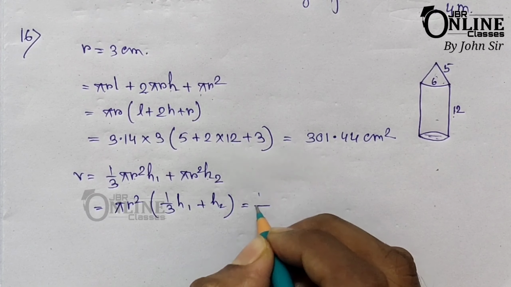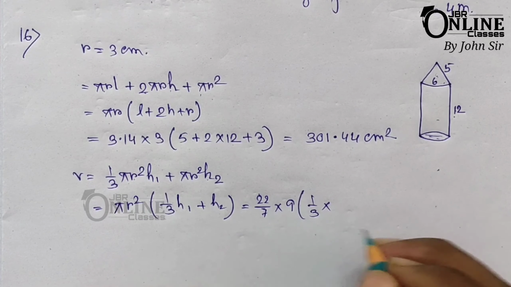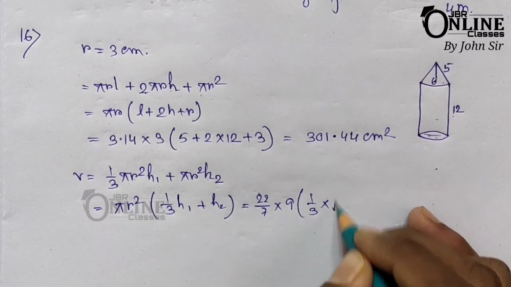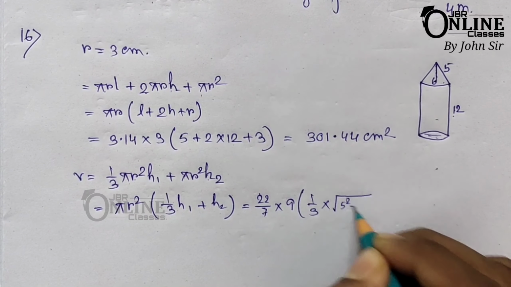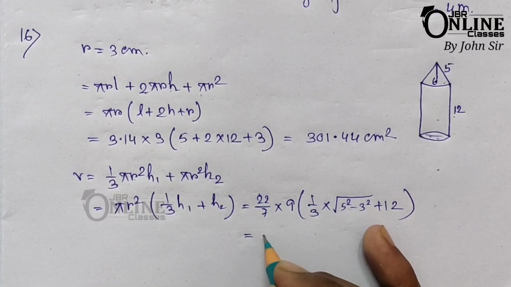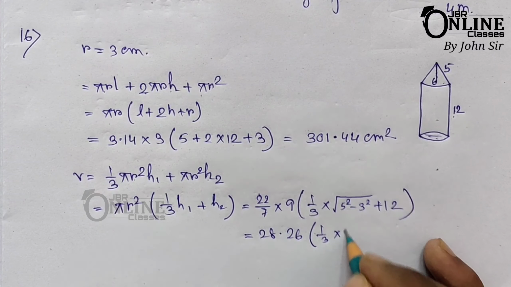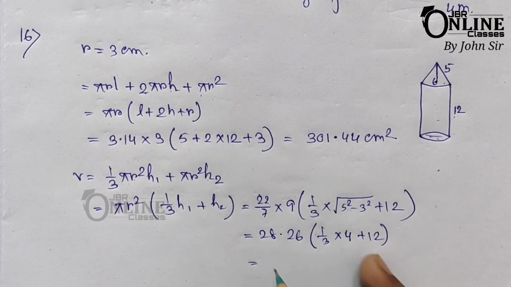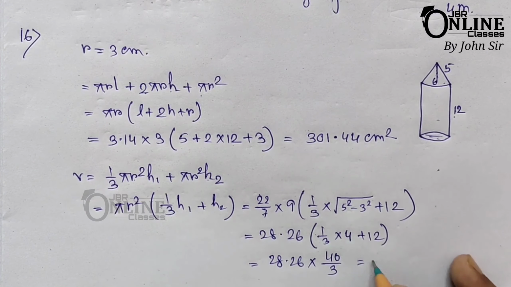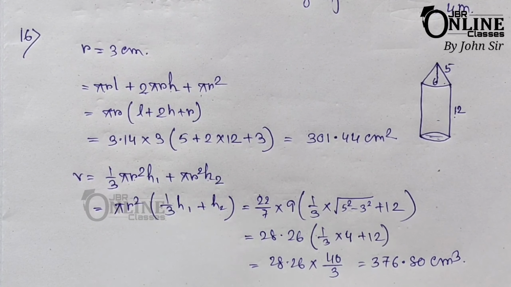Okay, so here 22 by 7, r square means 9, then 1 by 3 h1. To find out the value of h1, that means height of the cone, you have to just find out the formula root over l square minus r square. L square means 5 square minus 3 square, and plus 12, h2 height equal to 12. So that equal to 28.26, and here 1 by 3 into 4 plus 12. So from that you will get 28.26 into 40 by 3, and that equal to 376.80 centimeter cube is the answer.